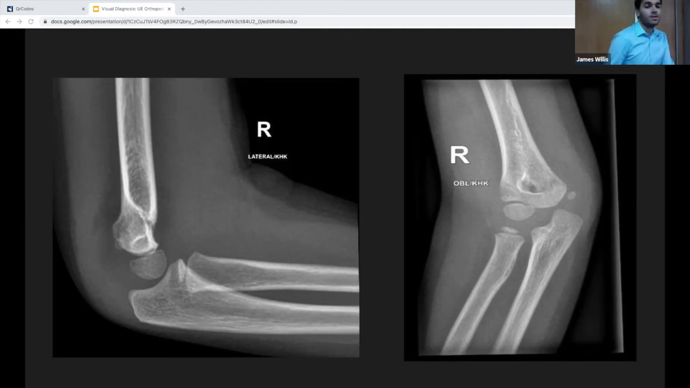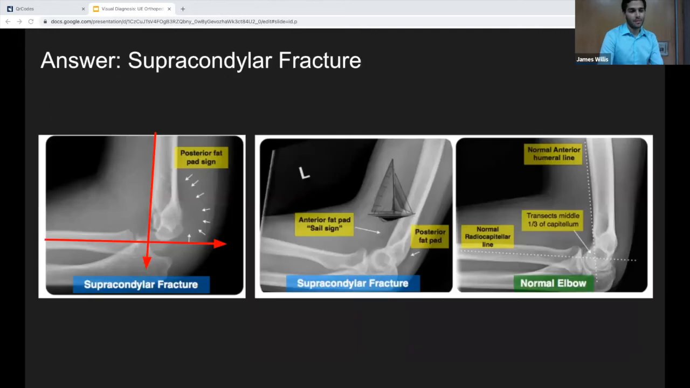Any obvious fractures? Yeah, exactly. So what MJ was saying, for everyone at home, is pointing out the posterior fat pad, and then there is a fracture in the humerus, the distal aspect of the humerus. Anyone, what's the name of the fracture? Sweet. Okay, so yeah, I sustained a supracondylar fracture when I was little.